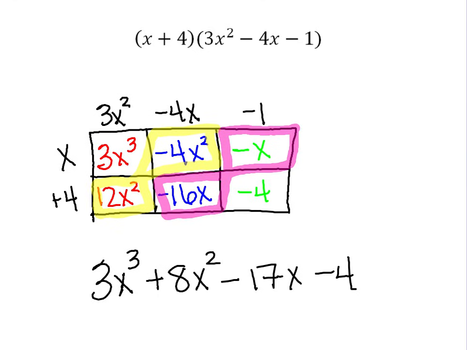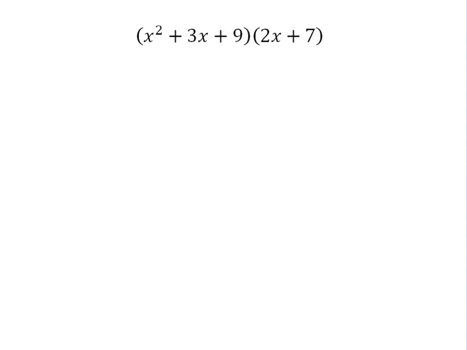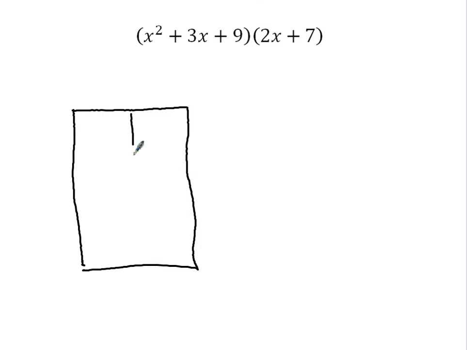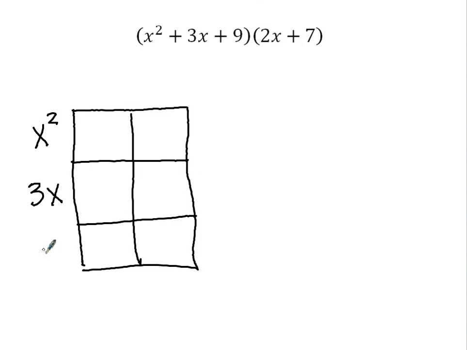Here's another example. I have a trinomial times a binomial. So I'll have 3 rows and 2 columns in my box now. My trinomial terms are x squared, 3x, and a positive 9. My binomial terms are 2x and 7.